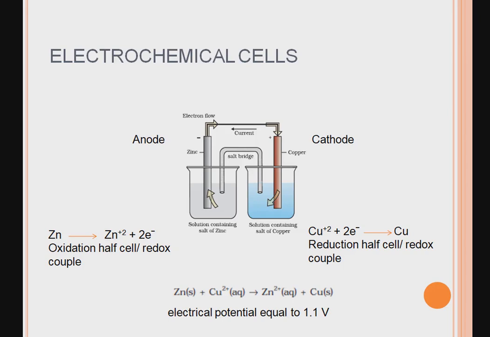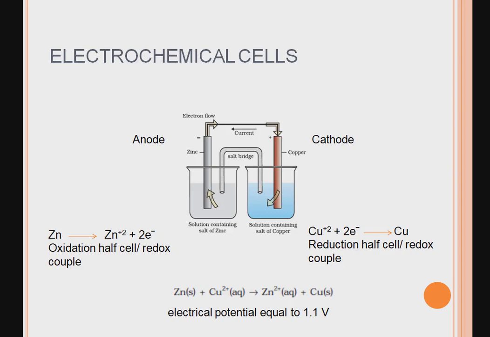The electrochemical cell we have already studied in class 11th also. This is a standard galvanic cell. Here, the redox reaction is taking place in two beakers. The beaker on the left hand side consists of a zinc rod dipped in a solution of zinc sulfate, and that on the right side consists of a copper rod dipped in a solution of copper sulfate. The two solutions are connected to each other through a salt bridge.